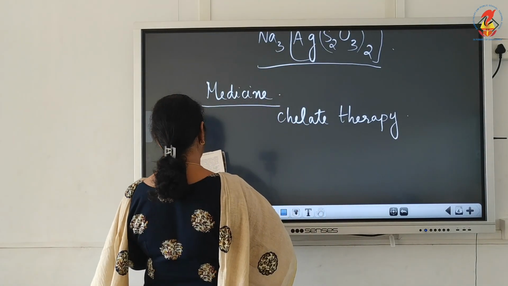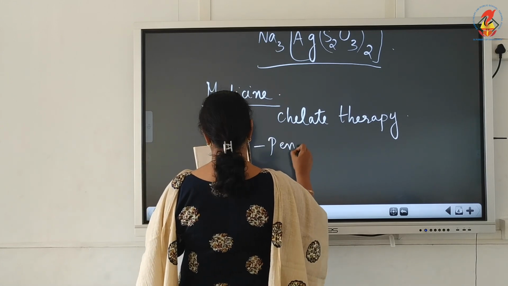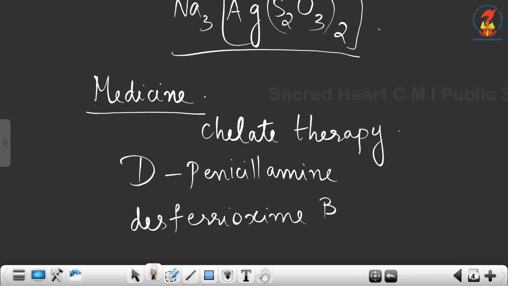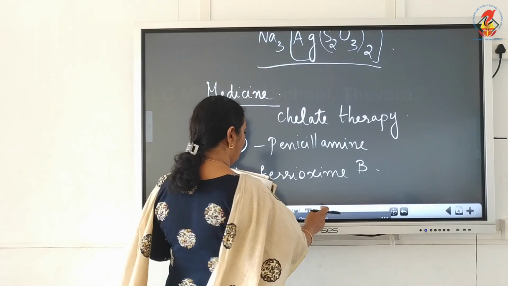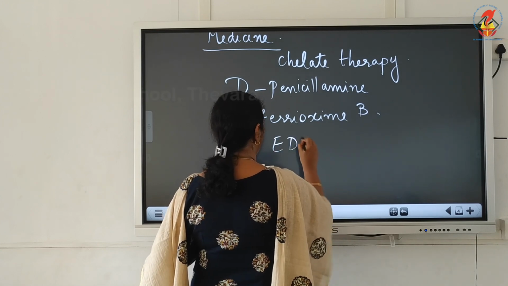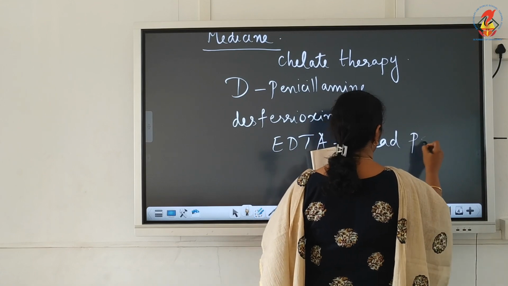Excess of copper and iron are removed by the chelating ligands D-penicillamine and desferrioxime B through the formation of a coordination compound. Now, next EDTA. We have heard about EDTA. EDTA is ethylenediaminetetraacetic acid. EDTA is used in the treatment of lead poisoning. This is also a coordination compound.